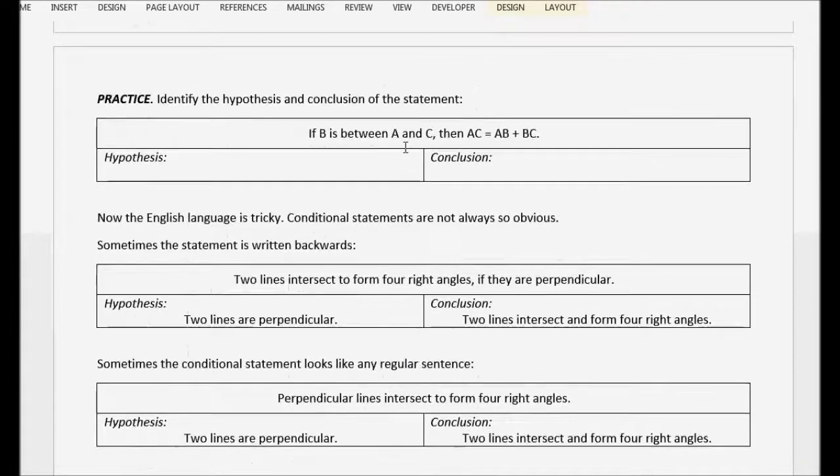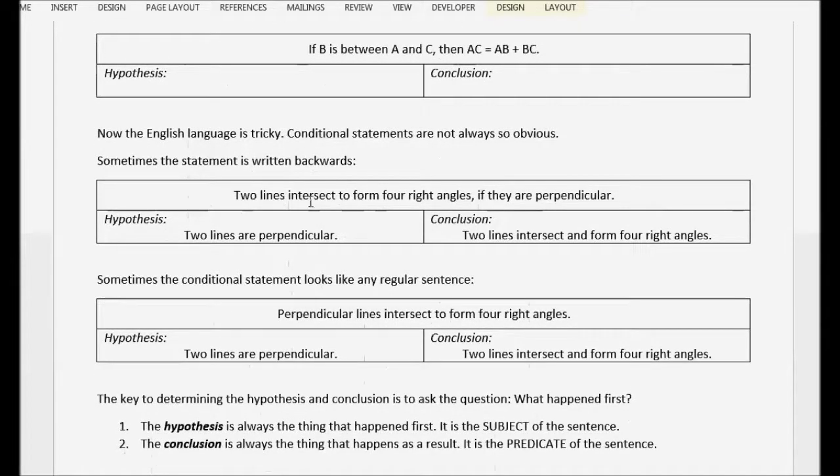Here's a practice. If B is between A and C, then AC is equal to AB plus BC. Take a moment and write down what you think the hypothesis and the conclusion is. Okay, now the English language is tricky. Conditional statements are not always obvious.